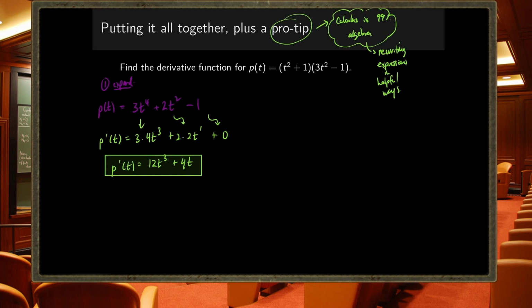So the pro tip: this class is about a lot of algebra, and that's probably what makes it the most challenging. So be on the lookout for that and be practicing, and that rewriting is really key to solving these things. Getting them into a form where your rules actually do apply is typically the biggest challenge.